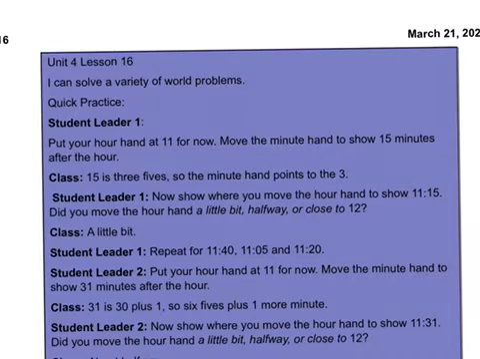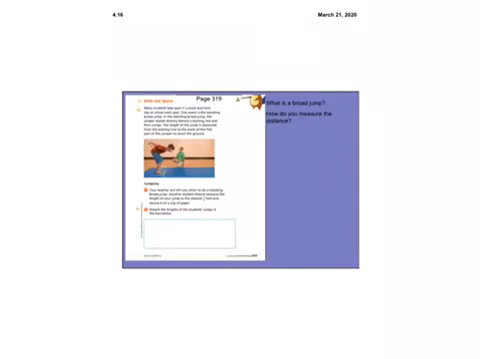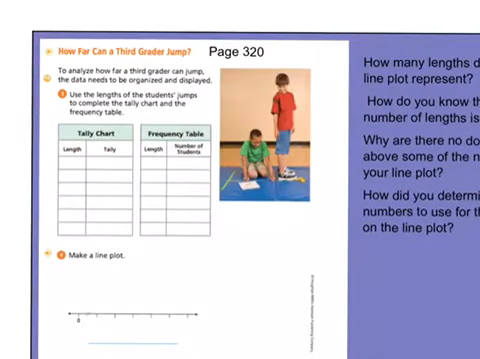Today's lesson is lesson 16, our last unit lesson before we do some review and take the test. So the I can statement is I can solve a variety of word problems. Today we're going to start on page 320. How far can a third grader jump?